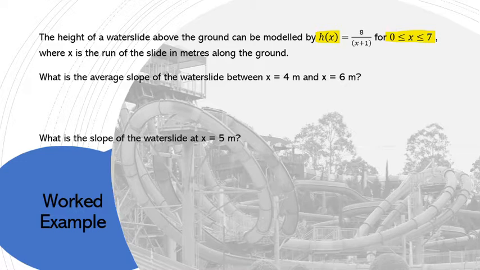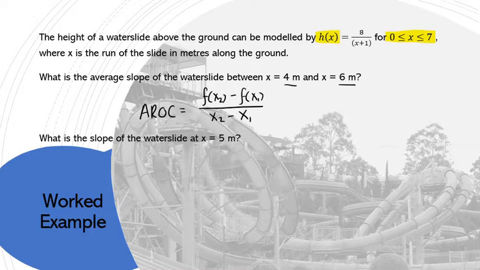But first we want to know what the average slope of the water slide between 4 meters and 6 meters is. How could we do this? Well, we have our AROC formula. It equals f of x2 minus f of x1 over x2 minus x1. So a little bit of work on the side. f of 6 is equal to 8 over 6 plus 1, and this is just me taking the formula. f of 4 is equal to 8, oh, who picked this? It's terrible. Over 4 plus 1. This was my bad doing because I can't math. And we're going to get some numbers.